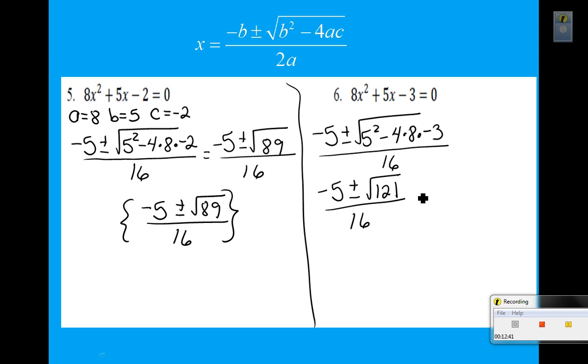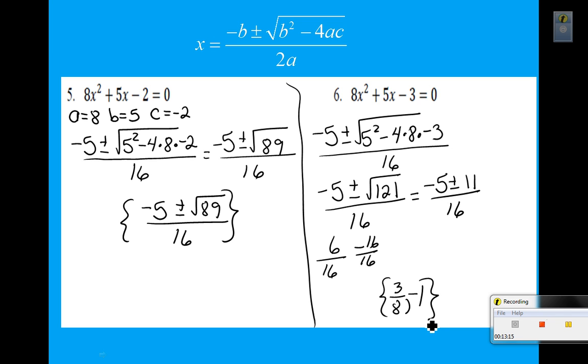Now you got to look at the radical. So I've got negative 5 plus or minus 11 all over 16. Since there's no radical here, we just got to go get our answers now. So here goes. Negative 5 plus 11 is going to be 6 divided by 16. A better name for that is 3/8. Negative 5 minus 11 is negative 16 over 16. So negative 1 is my other answer. So there goes. That's the quadratic formula.